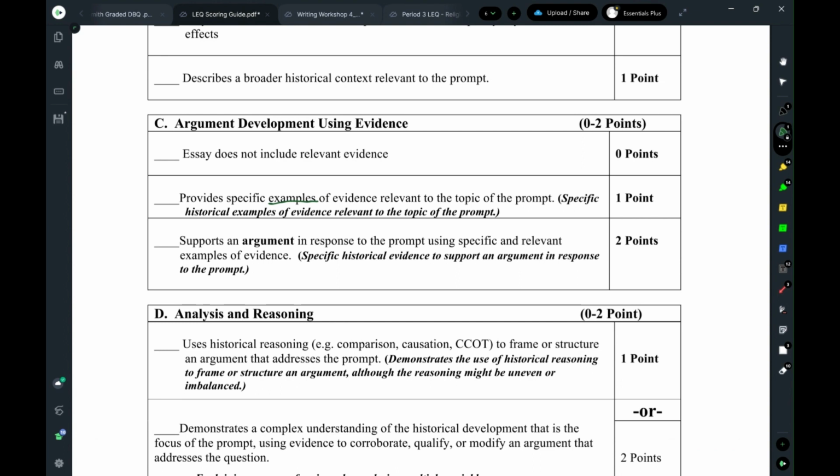To the topic of the prompt. This just means you mentioned them, right? You provided them, you threw them in, they're there. You just mentioned it. That's fine. To get 2 points, and that's what you should be shooting for, then that evidence that you use needs to support that argument.